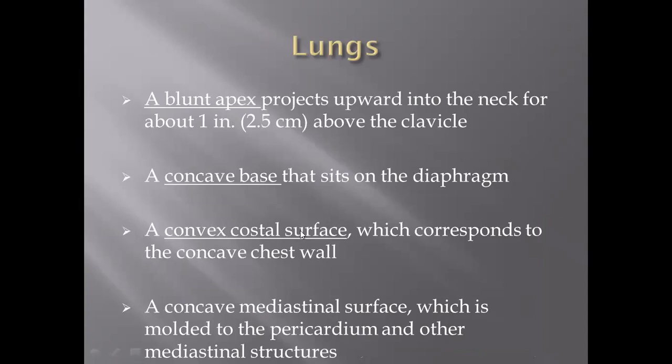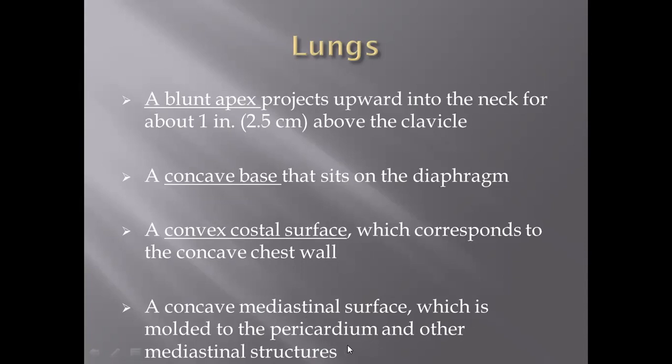A convex costal surface corresponds to the concave chest wall. Now, we know that the thoracic cage, the ribs, is concave, so for the costal surface of the lungs we can say it is convex. Then there is the concave mediastinal surface, which is molded to the pericardium and other mediastinal structures.